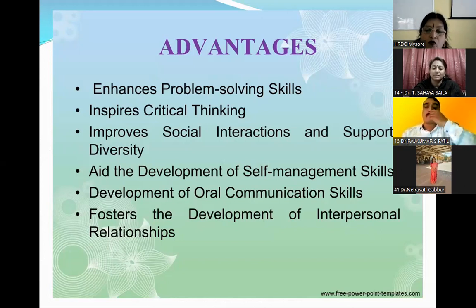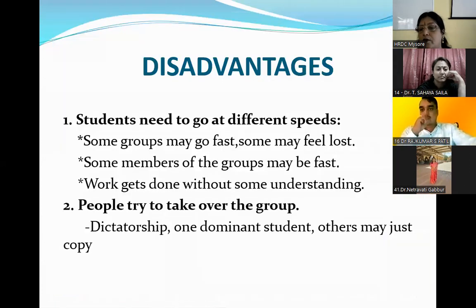Fosters the development of interpersonal relationships. They are working in groups. It might be a formal group or an informal collaborative group or whatever group. They learn to respect each other and to develop better interpersonal relationships when working together.